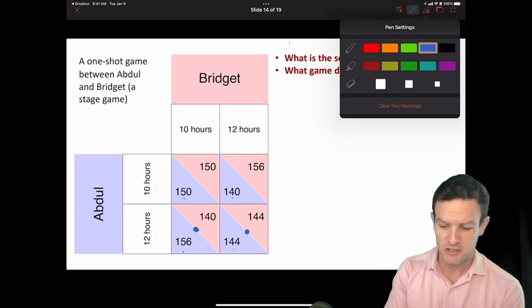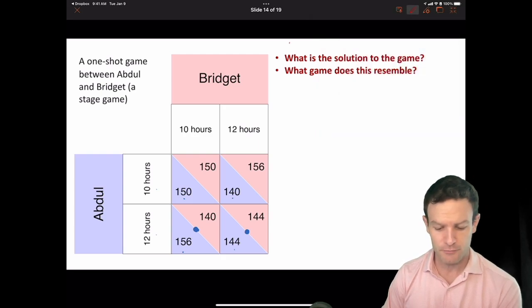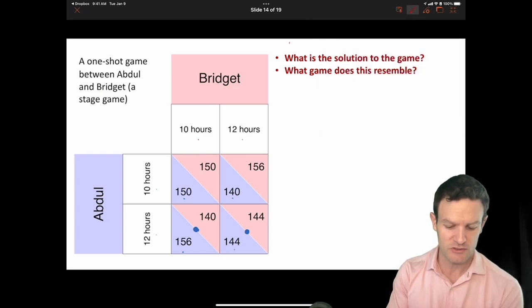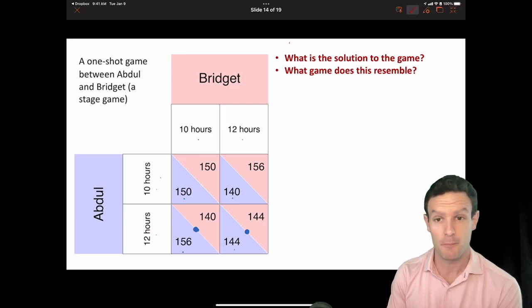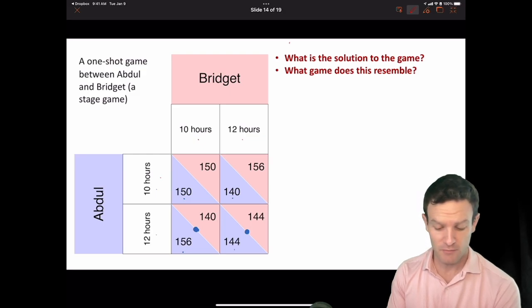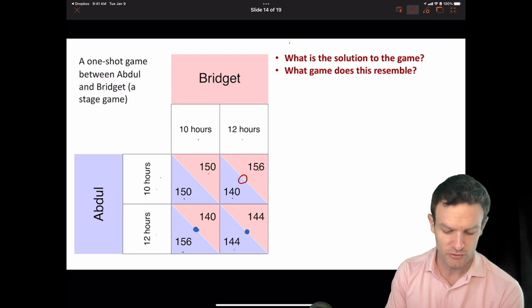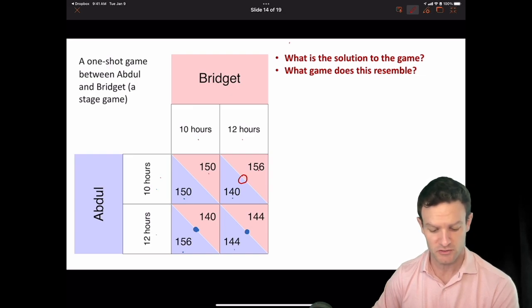Then if we think about Bridget, what does she have? She can fish 12 hours or 10 hours against Abdul playing 10 hours. Her payoffs are in the top corner and in red. With 156 versus 150, she prefers 156, and we put a hollow circle there for her as her best response.